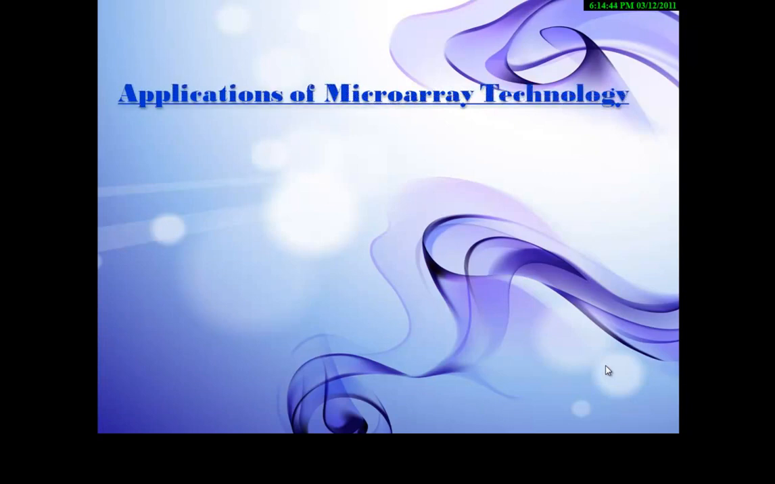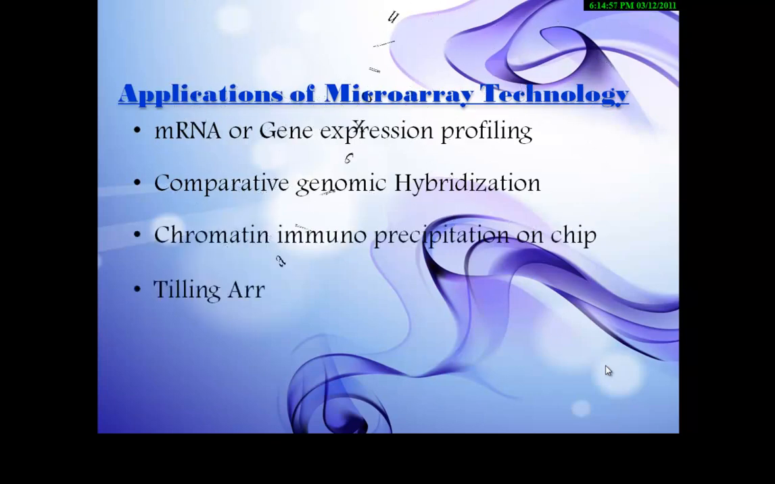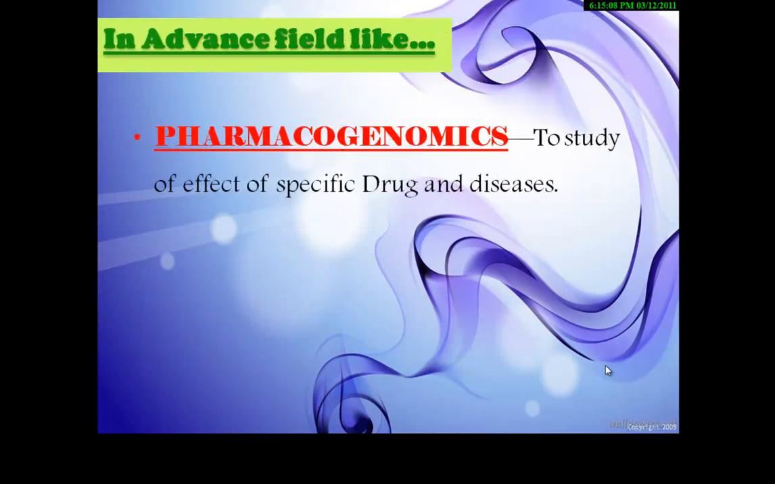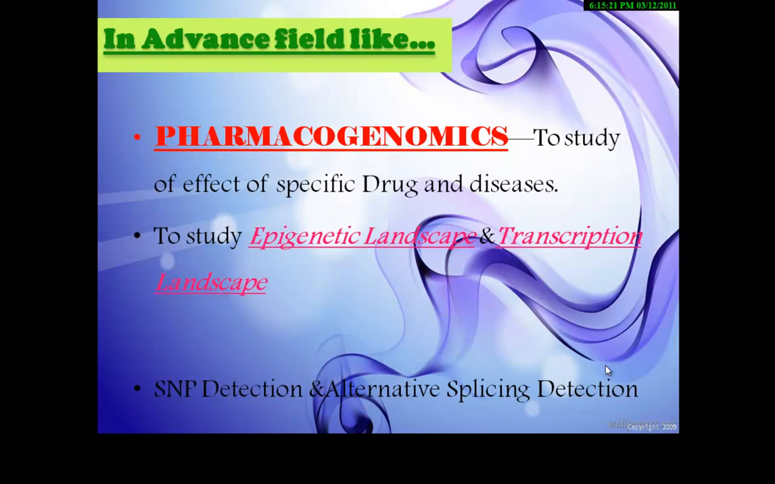Applications of microarray technology. Microarray technology is used in the field of mRNA and gene expression profiling, comparative genomic hybridization, chromatin immunoprecipitation on chip, and finally tiling array and exon array. It is also used in advanced fields like pharmacogenomics to study the effect of specific drugs and diseases, to study the epigenetic landscape and transcription landscape. Microarray is mostly used in SNP detection and alternative splicing detection.